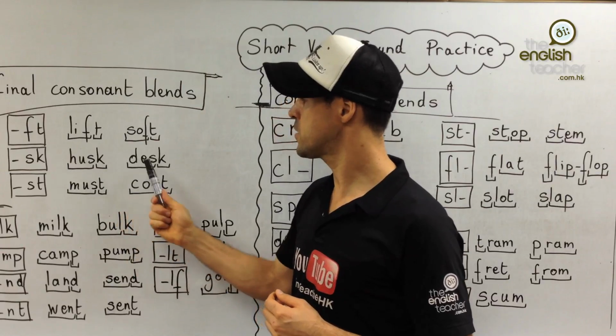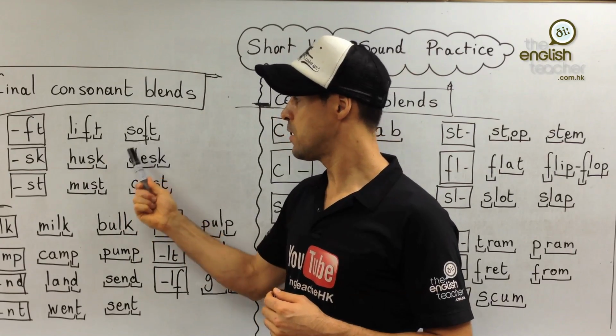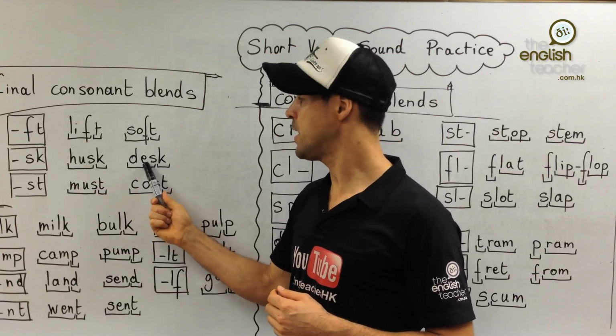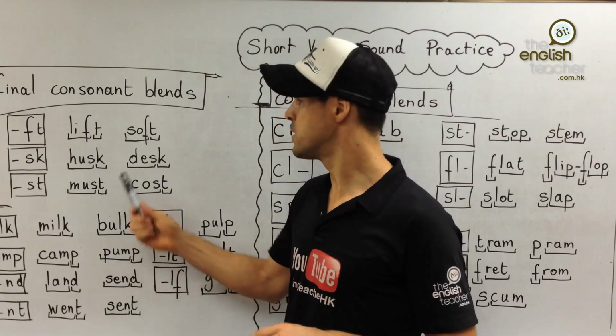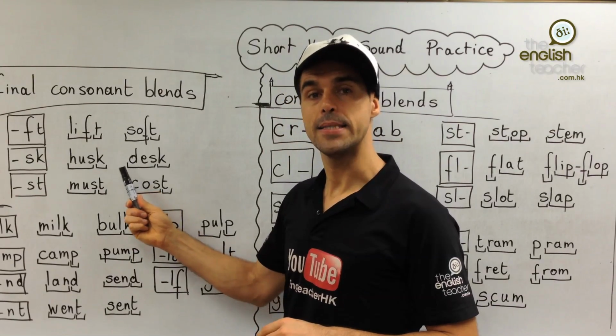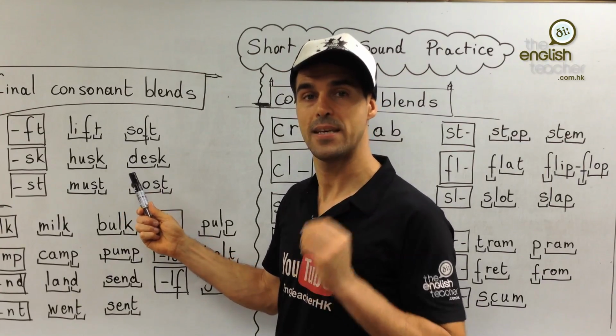Good. The next one is SK as well, but we're going to take the first three letters again, and the E sounds like the E in pen. Okay, pen. So we're gonna say de, des, k, desk.